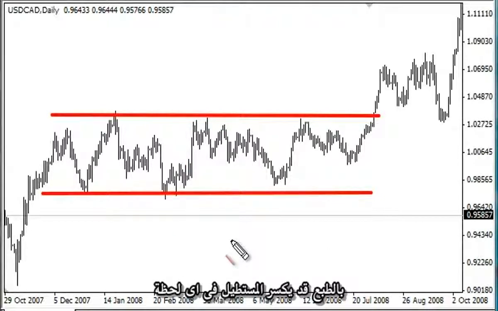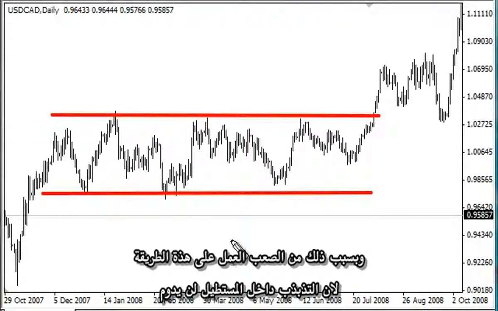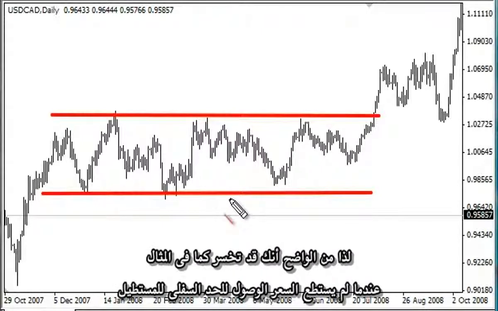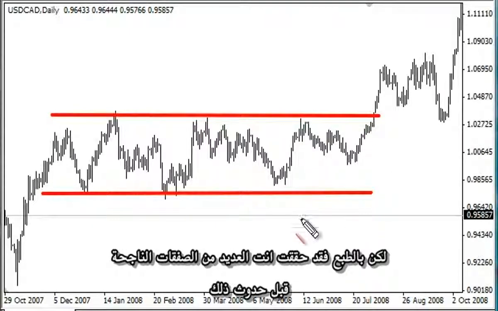Of course, the rectangle eventually gets broken out of, and because of that it's very difficult to range trade forever, and obviously eventually you will be wrong. For example, had you shorted here, eventually it would have come back against you. But having said that, you would have had several successful trades before that happened.